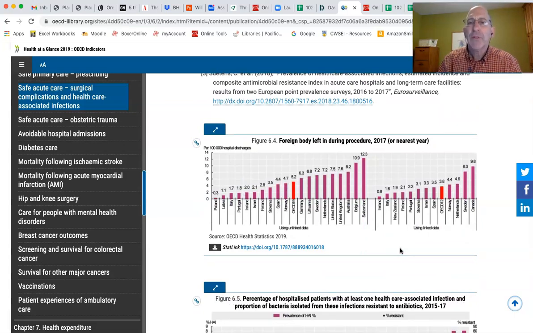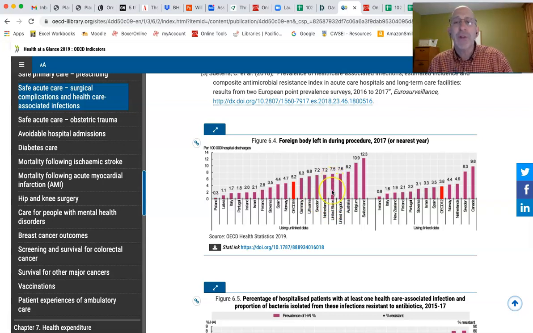Quality of care. Let's see, foreign body left in during a procedure, and this is scaled per 100,000 hospital discharges, and I wonder why they've got these two groups of countries separated. And let's see if they do have United States data. So we see, this is a good comparative care. If we want health quality of care, we see that per 100,000 hospital discharges, the U.S. is on the high end of foreign body left in during a procedure.